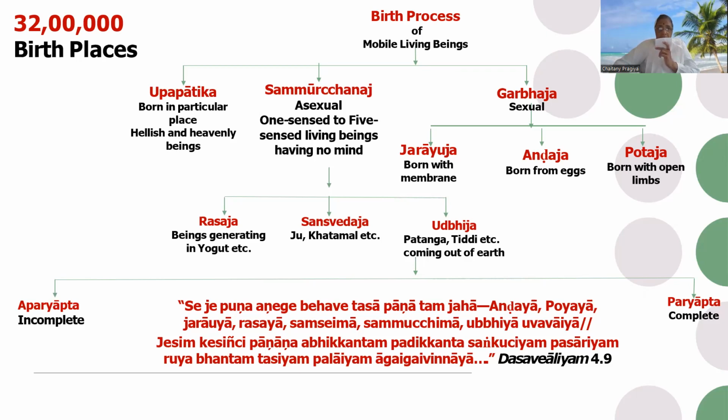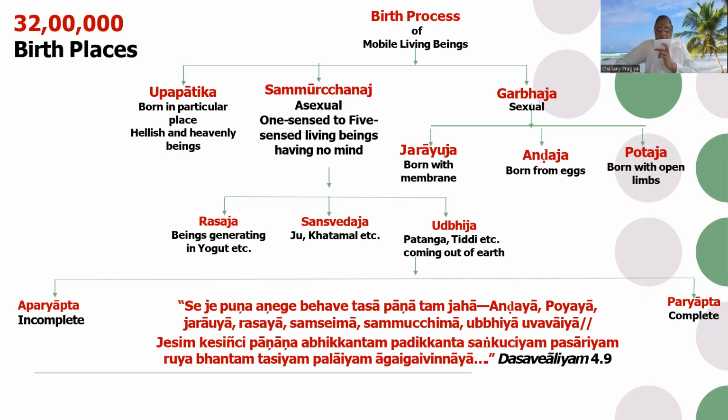So they are known as asexual, one-sensed living beings, and they may be one-sensed, two-sensed, three-sensed, four-sensed, and also five-sensed. These living beings have no mind actually, they have no mental development. So far as human beings and animal beings are concerned, they come through some sexual process.